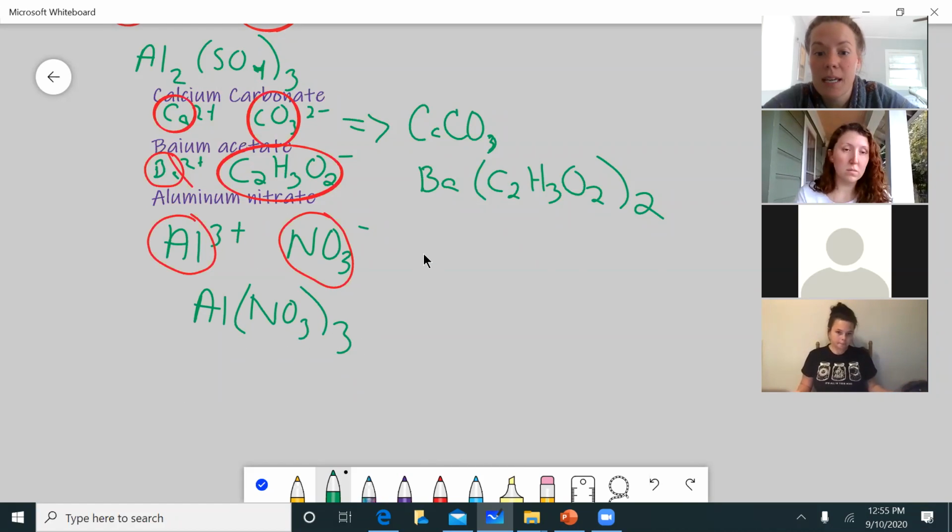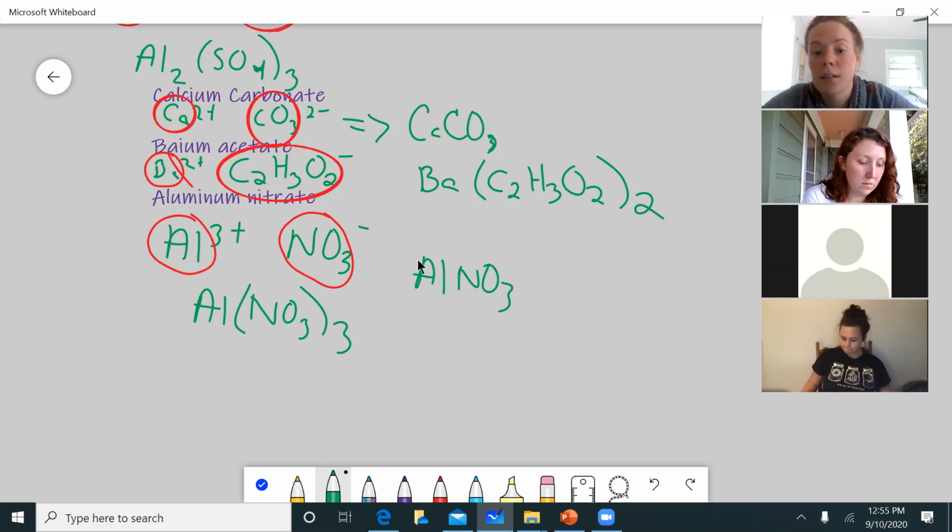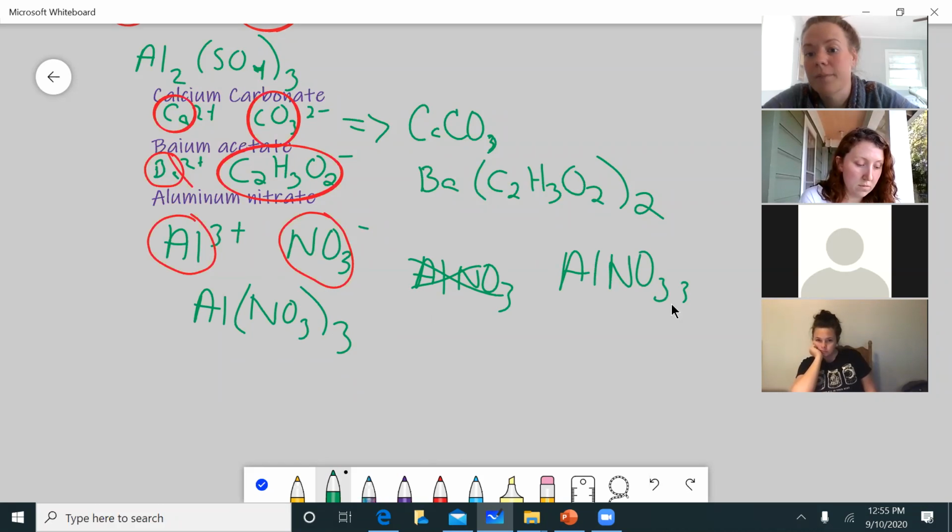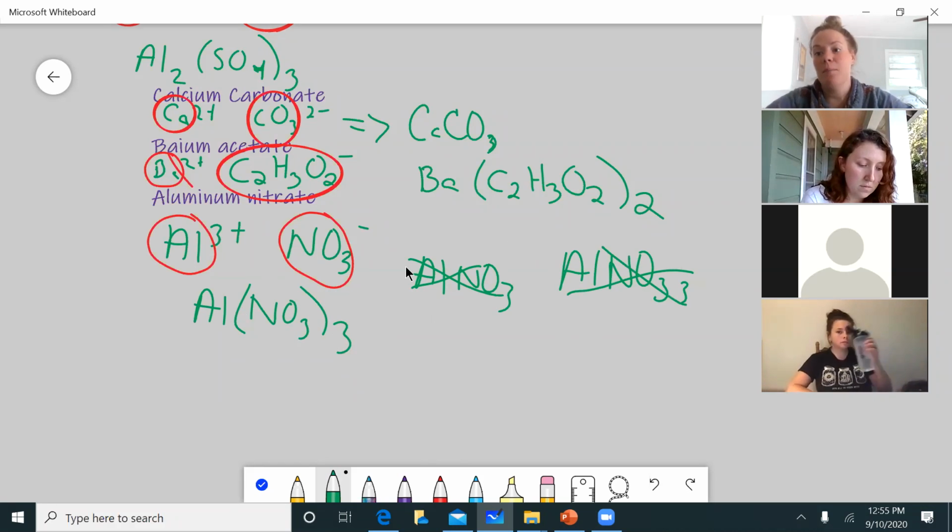What I don't want to see is AlNO3. You just smush them together. Doesn't work. You've got a charge balance. Also don't want to see AlNO3 with a 3, because I look at that and I'm going to see aluminum with 1 nitrogen and how many oxygens? 33 oxygens. That is also not correct. So make sure you're using your parentheses. You need them.